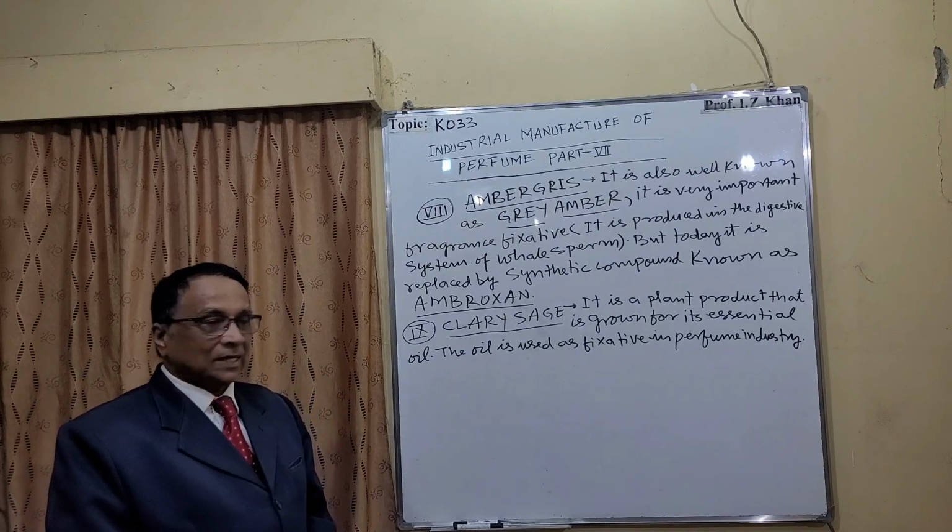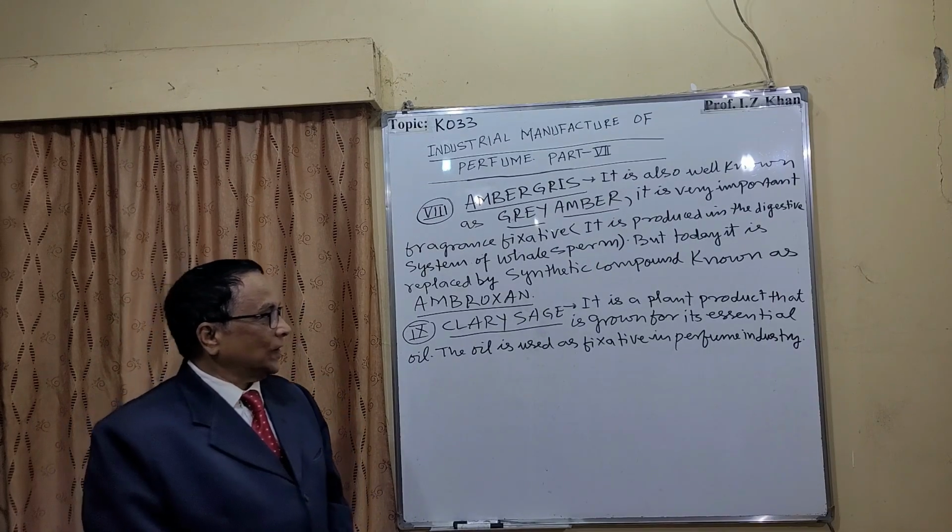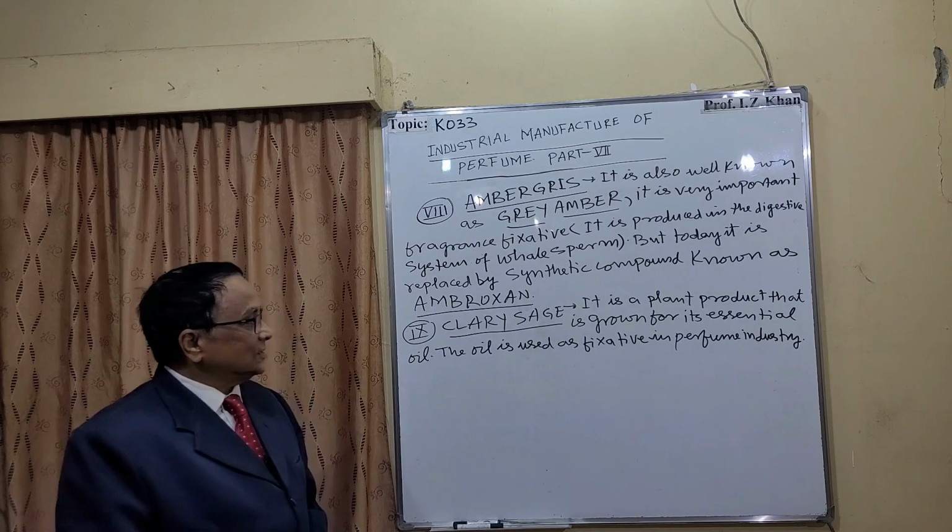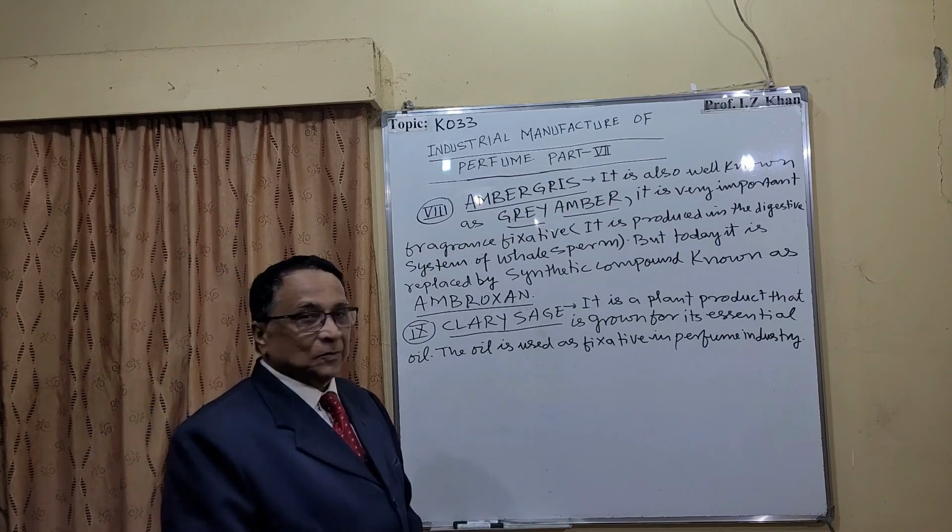Number 9 is sclareolide. It is a plant product, and that is grown for its essential oil. The oil is used as a fixative in the perfume industry.